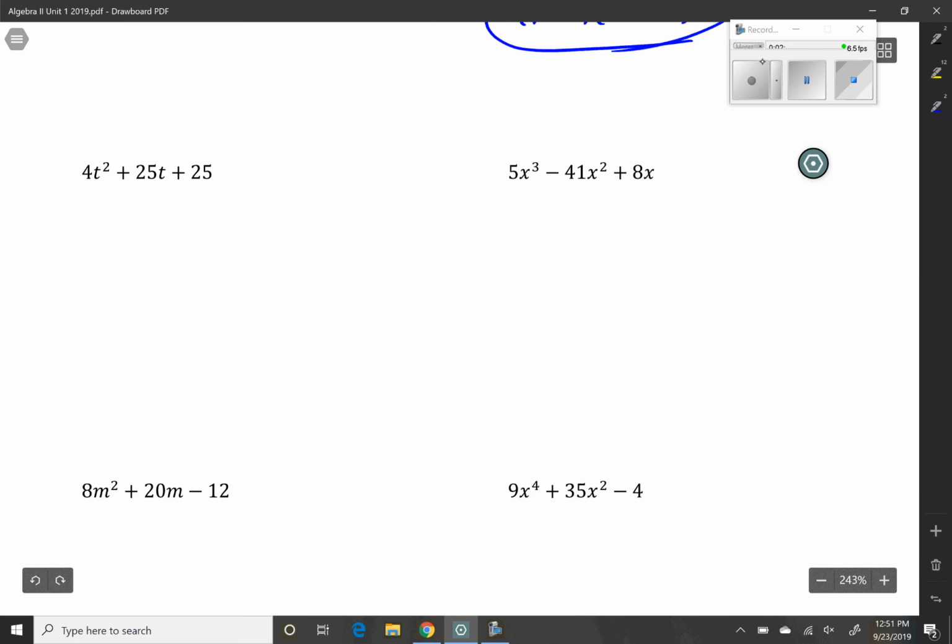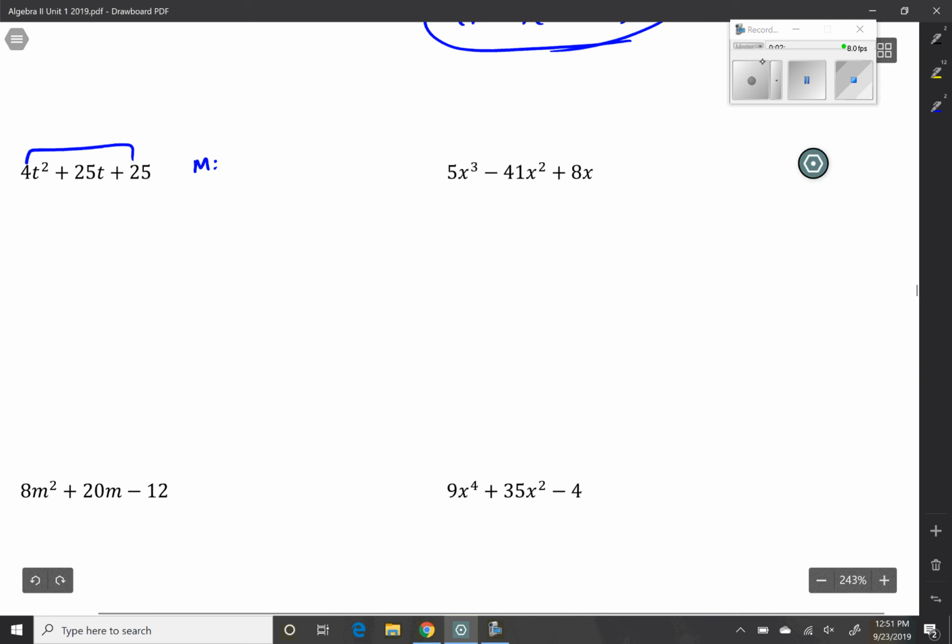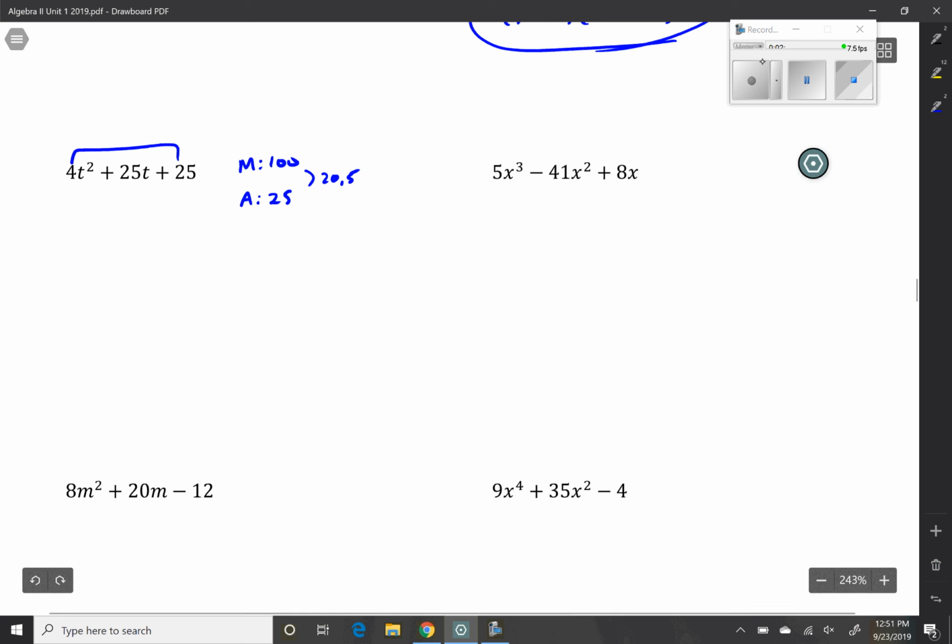So we see 4, 25, 25, no GCF, so we've got to use that AC method again. We want to figure out what multiplies to make 100 but adds to make 25. How about 20 and 5? If I break that apart, I have 4t squared plus 20t plus 5t plus 25. Let's take a look. Two groups: 4t is the GCF, leaving me with t plus 5, plus 5 is the GCF, leaving me with t plus 5. Yay, we have the same thing. Because we have the same thing, we know that there is a common term. Divide out the GCF again.